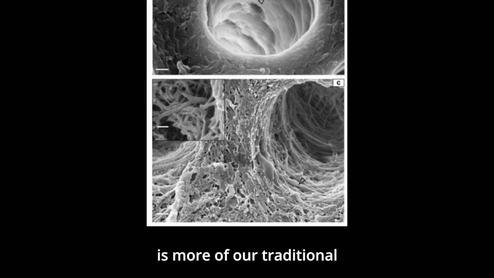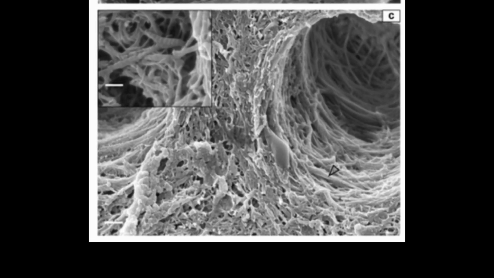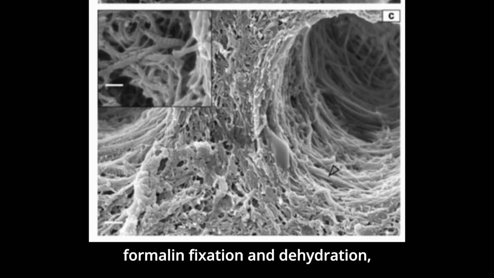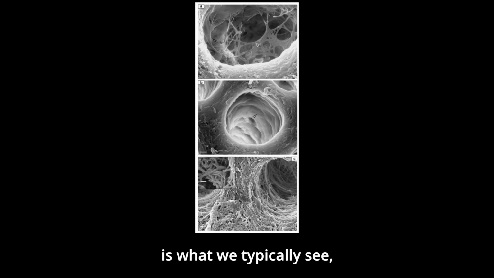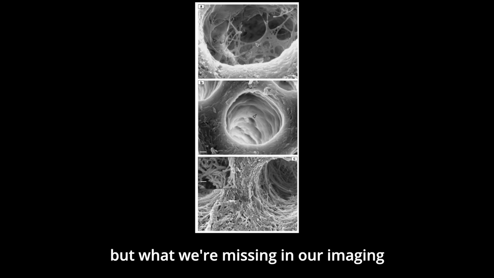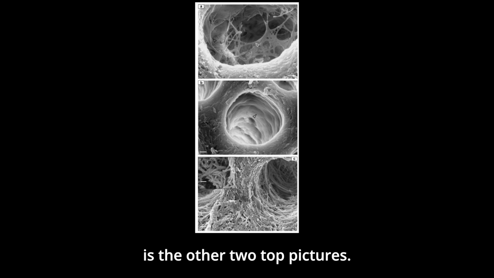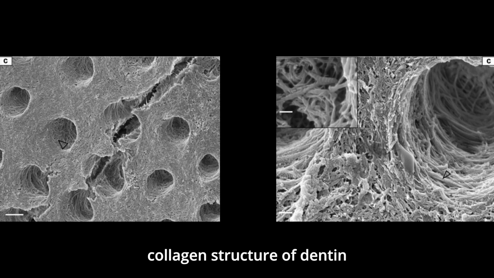And then the bottom picture is more of our traditional formalin fixation and dehydration, where you can actually see the collagen structure in the tubule. So the bottom picture is what we typically see, but what we're missing in our imaging is the other 2 top pictures. Here you can see the collagen structure of dentin processed in the normal way.